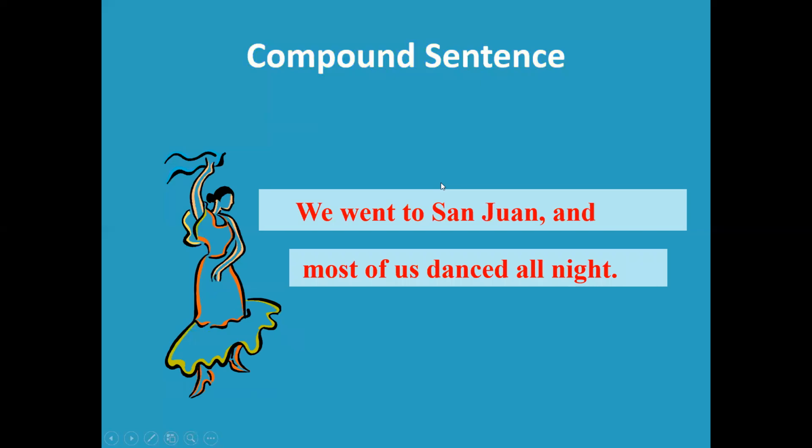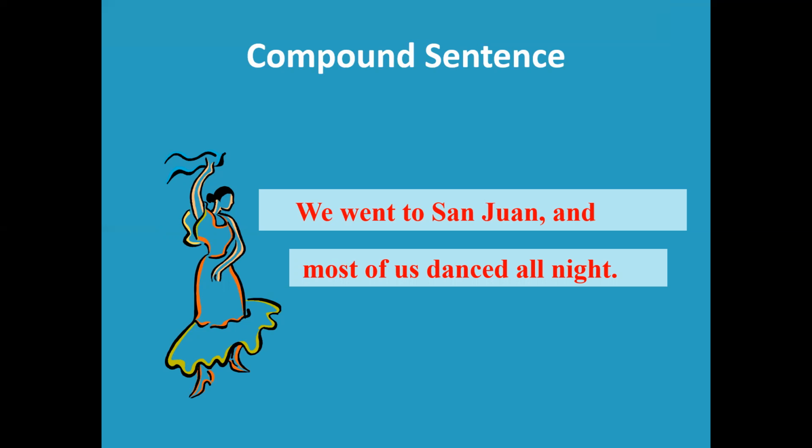This is an example of a compound sentence. Read carefully. We went to St. John. We just take that previous sentence and extend it as a compound sentence. So: We went to St. John and most of us danced all night. Read this sentence carefully again. We went to St. John and most of us danced all night.